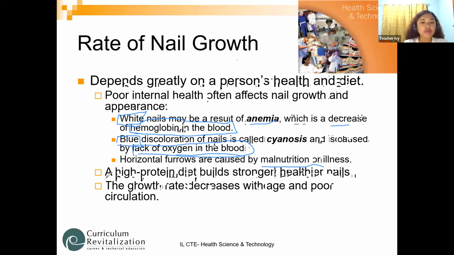Okay, next, a high protein diet builds stronger and healthier nails. It means that when you eat food that has a lot of protein, then you can make your nails stronger and healthier. What are the foods that usually give protein? Can you give some examples of food that provides protein to our body? Food that carries protein. Do you know what are some foods that provide protein?